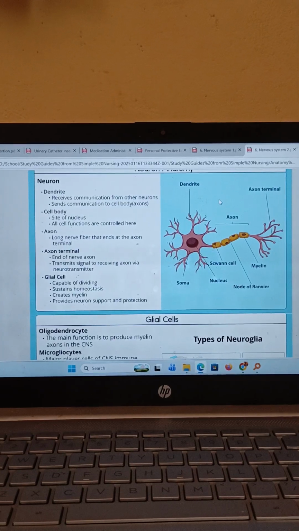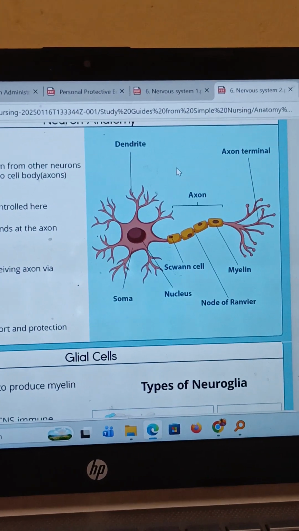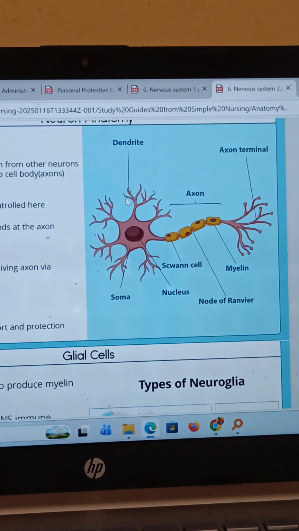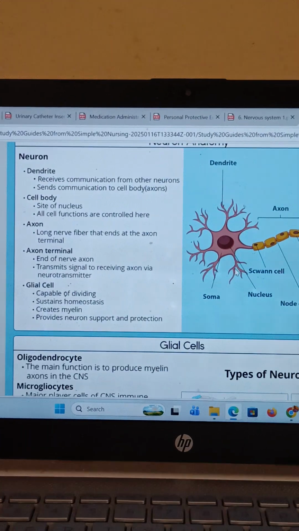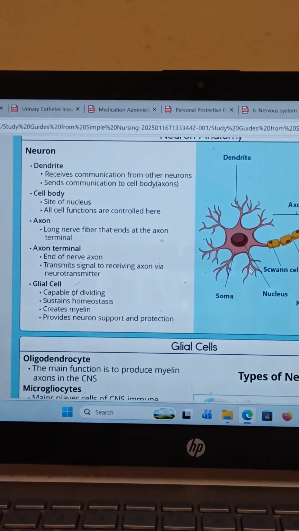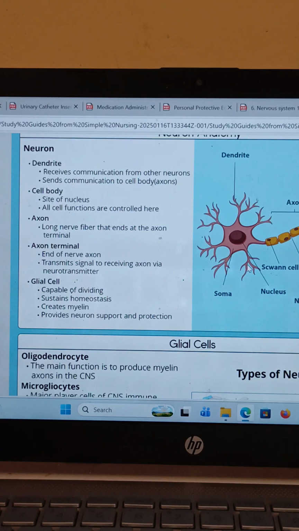So from the diagram that you can see, this is now the diagram of the neuron, what it is made up of. With the neuron itself, this is now the dendrite, with our axon, with our myelin, which covers the axon. Then we have the axon terminal. Then we have the node with the nucleus itself. Then we have the soma and the Schwann cell. So in this lecture, we are focusing on what are the things that are entailed in the neuron and what are its functions.